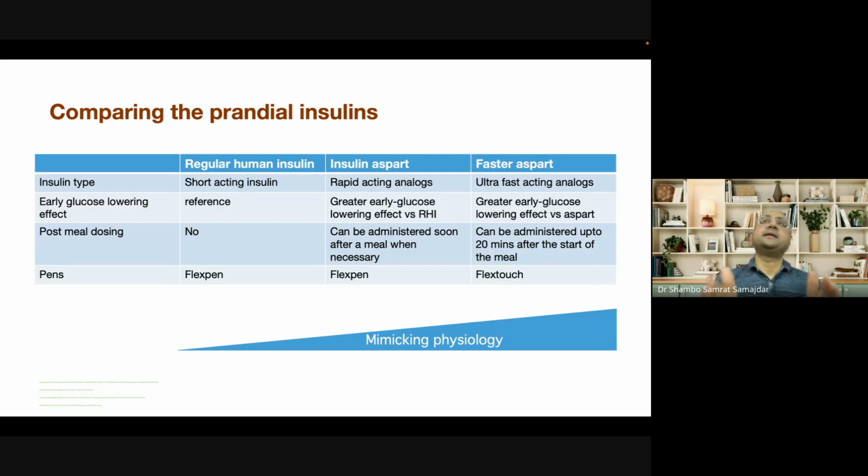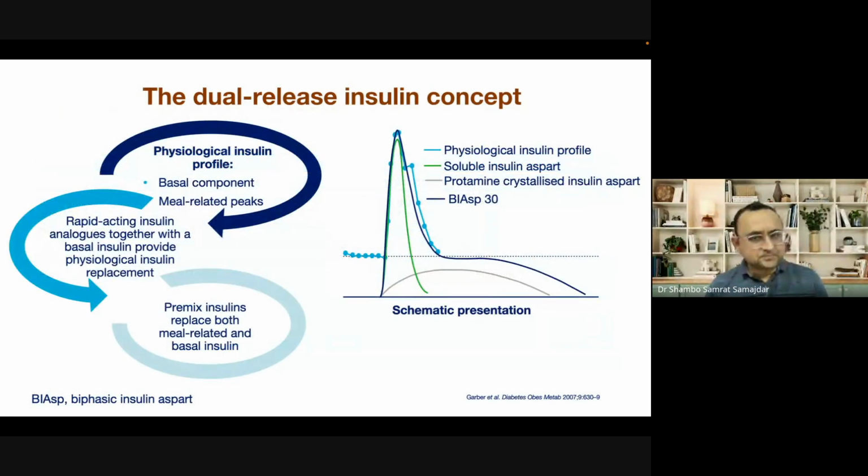But if we understand that the patient will take the meal, we can wait for 10 minutes, then use the bolus insulin. That takes care of those concerns related to vomiting after meal intake. So we have more physiology-mimicking analog insulins.